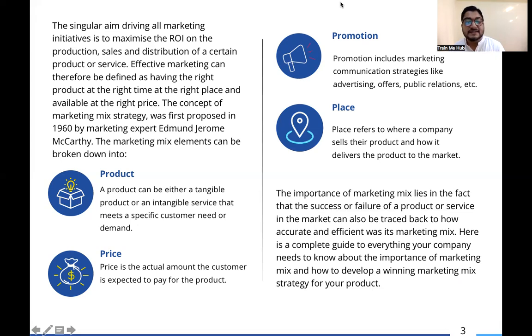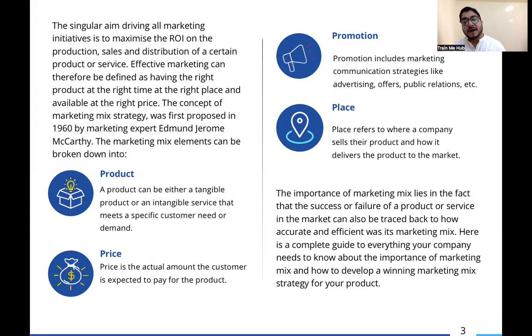The price is the actual amount the customer is expected to pay for that particular product. So price is as simple as the word suggests: the amount that one has to pay for the product or service that he or she is going to avail, that the advertiser is trying to market. When we talk about promotion, it is where a lot of marketing people get involved. Promotion includes marketing communication strategies like advertising, offers, public relations, etc. And place refers to where the company sells their product and how it delivers the product to the market.